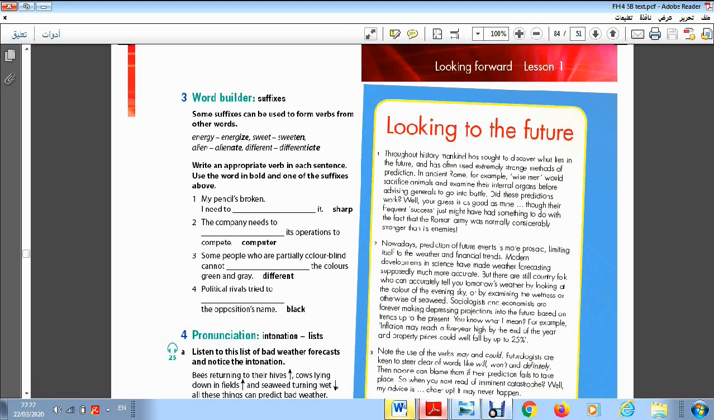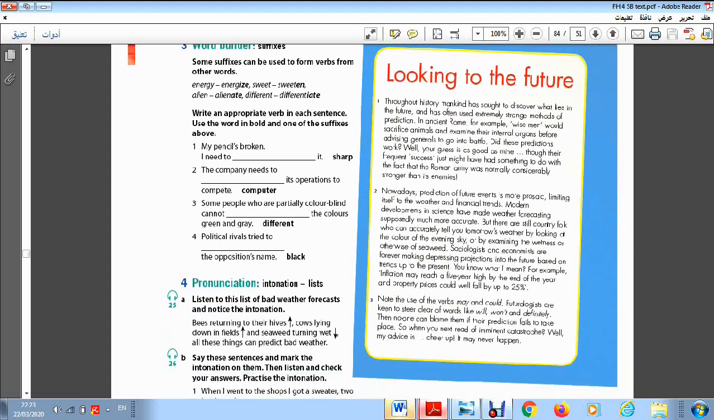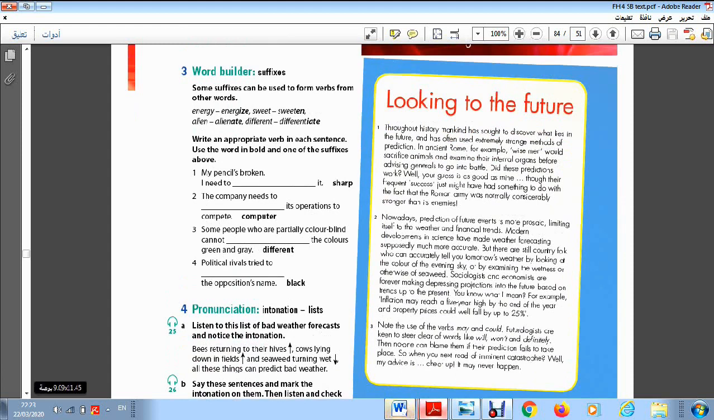The last one. Political rivals try to blank the opposition's name. Try to what? Try to blacken the opposition's name. Make it black. Make him notorious, so that other people do not elect him and the result is theirs at the end. Right. Okay.